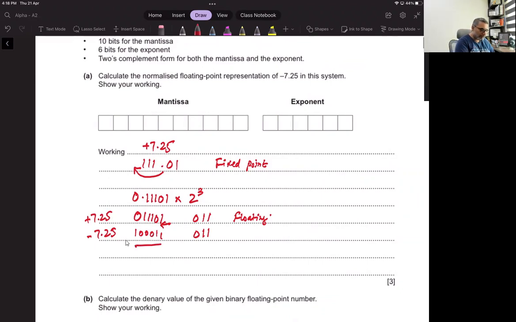So now we will fill it from left to right: 1, 0, 0, 0, 1, 1, and whatever bits are left, we will fill 0 in it. And the exponent from right to left: 1, 1, 0, 0, 0, 0. So this is your answer. Yes, this is correct.